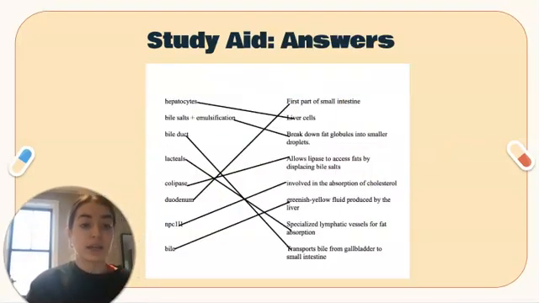Here are the answers to the study aid. I found this very helpful to make myself and also go over the terms. I thought it really helped me understand the terms and the process together as a whole.